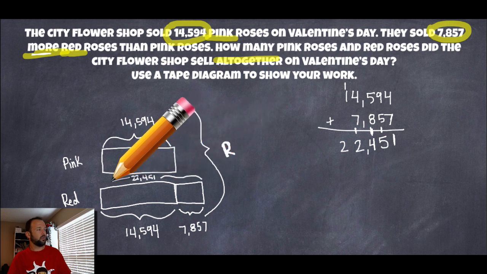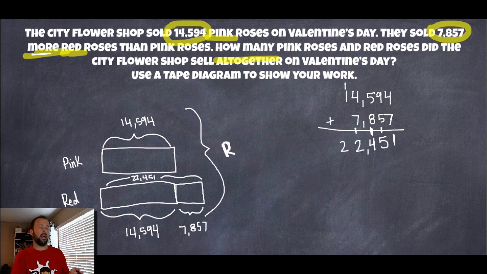Okay, so that's going to be the total number of roses that they sold, which is great. That's an awesome number to have. That's going to help us to keep going, but that's not where we could stop, right? This is what you call a multi-step problem.